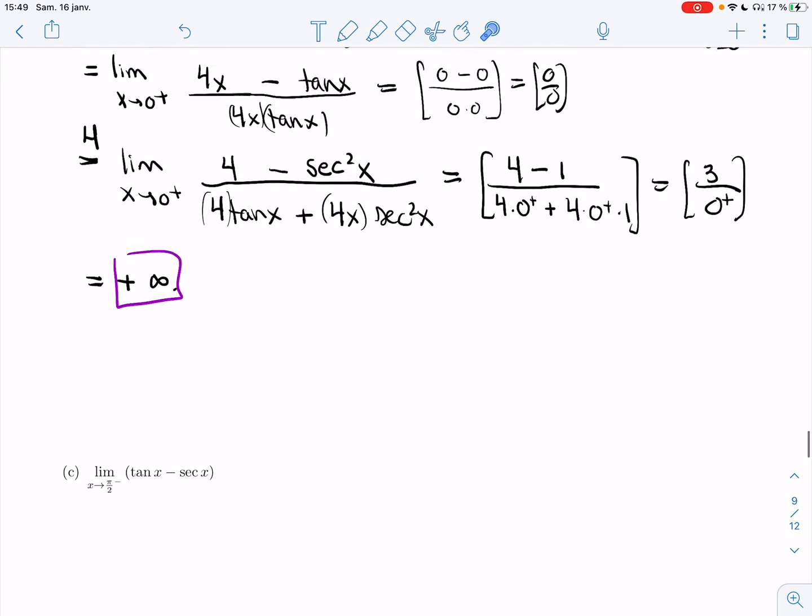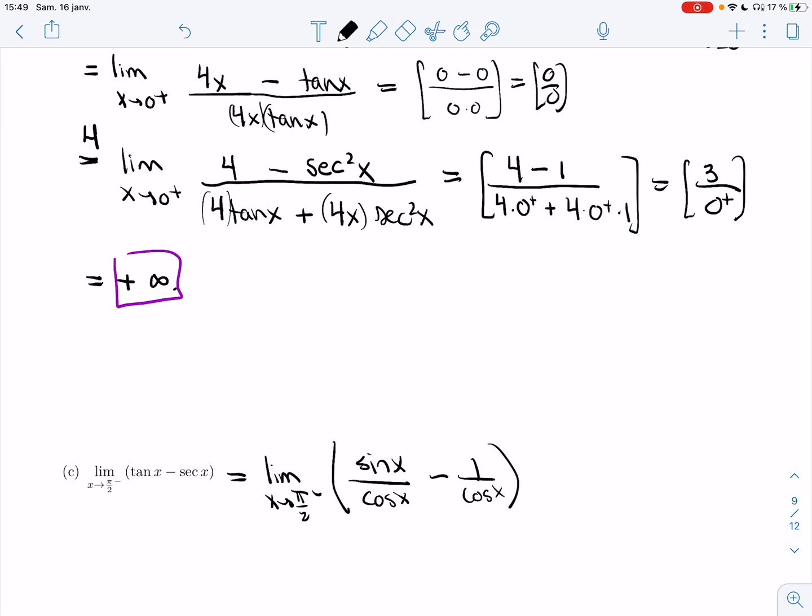All right, let's try one more. Let's say we have the limit of tan of x minus secant of x as x goes to pi on 2. I don't have anything to factor. It doesn't look like I have fractions. I don't have logs, so I'm a bit stumped. So one thing I could do, because they're trig functions, I know how to write them in terms of sine and cosine. So sine of x over cos of x minus 1 over cos of x. Because of that, it will be easy to join.